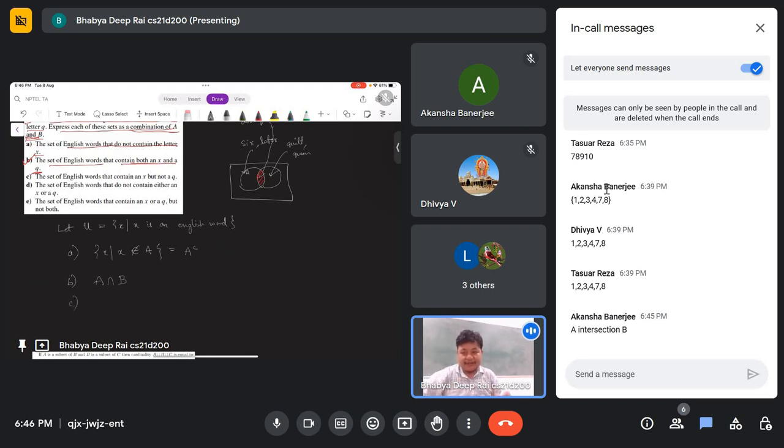Now C, can you answer C? Part C, the set of all English words that contain an X but not a Q.